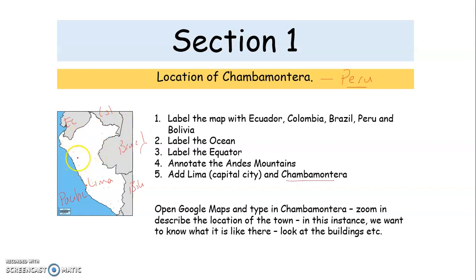And the Andes Mountains effectively runs from here all the way down, and all of that is mountain ranges, and that means that is, you know, some of the highest, most dangerous mountains in the world. It's caused by a destructive plate margin of the South American plate and the Pacific plate, and Chambamontera is somewhere in the north up here. Okay, so as you can imagine, it's quite a remote mountain town.